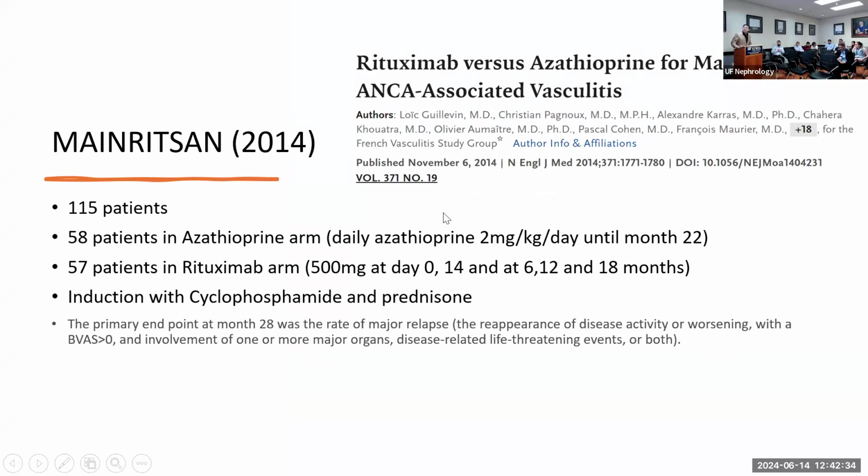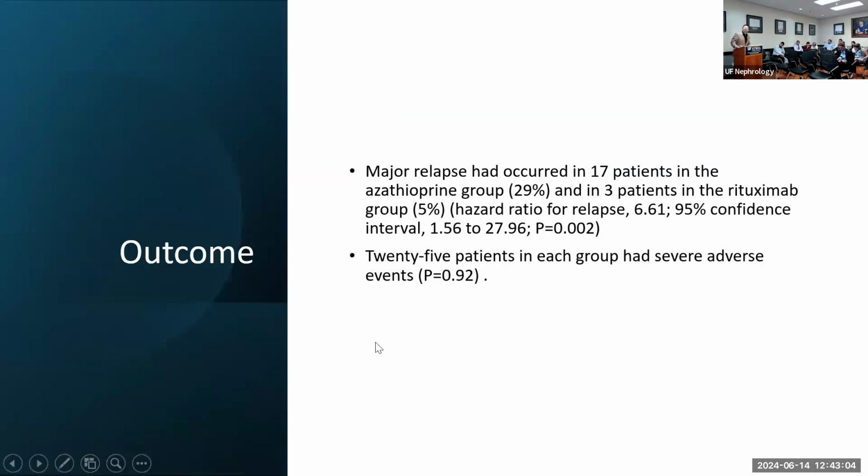Now we're going to compare rituximab and azathioprine for the maintenance of remission. The study was done in 115 patients, 58 in the azathioprine group and 57 in the rituximab group. Again, patients received cyclophosphamide and prednisone. The primary endpoint at month 28 was the rate of major relapse. Major relapse occurred in 17 patients in the azathioprine group and 3 patients in the rituximab group, with a p value of 0.002. And 25 patients in each group had severe adverse events. So rituximab is better than azathioprine.